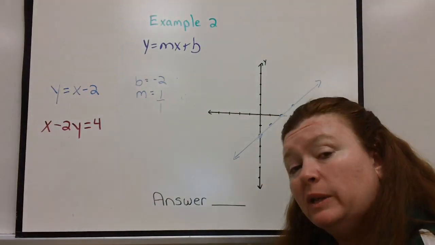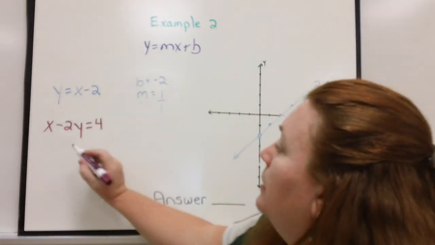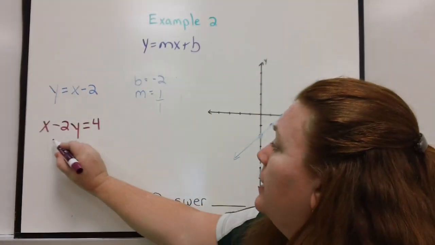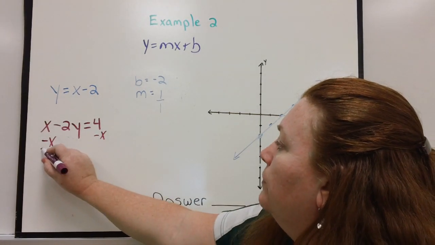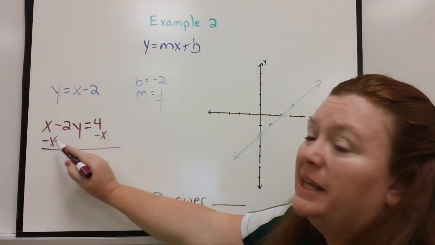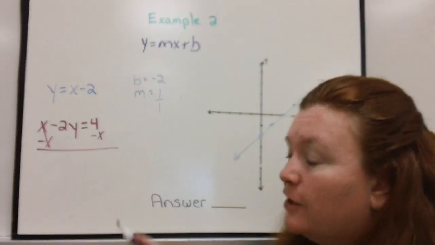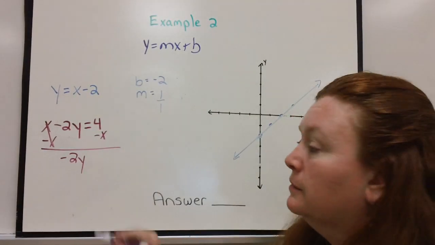So I'm going to have to do a little work to rearrange some things and get it in the right form. The first thing I'm going to have to do is move this x and get it over to the other side. So I'm going to subtract x from both sides. Now, when I do that, I have an x minus 2y minus x. The x's will cancel. Be very careful. I am left with a negative 2y.